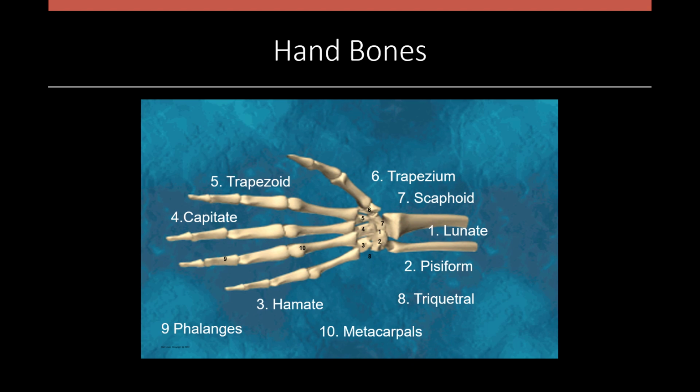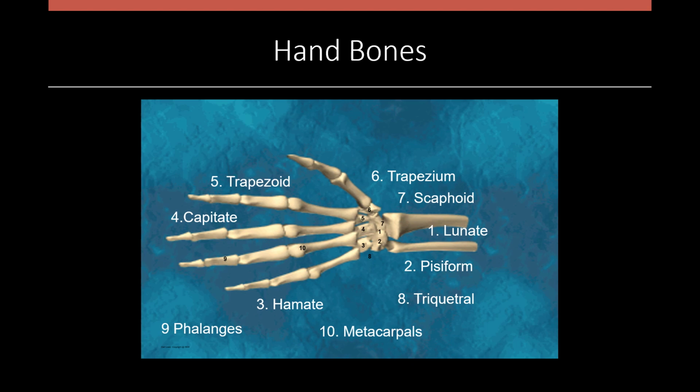So we have 8 carpal bones. Repeat them after me. Lunate, pisiform, hamate, capitate, trapezoid, trapezium, scaphoid, and triquetral. 8 carpals, 5 metacarpals, and 14 phalanges.